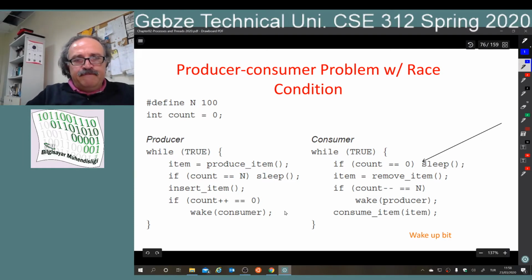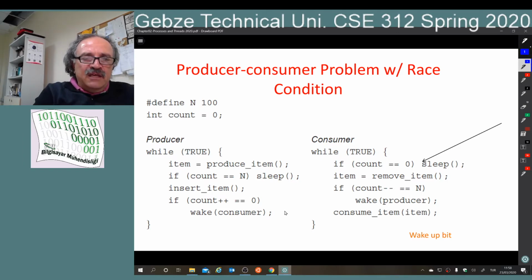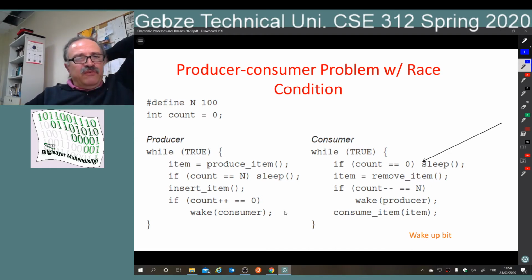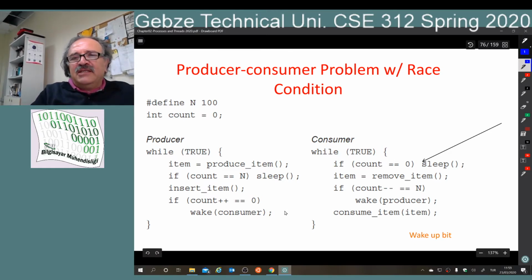I insert my item. And then at the end, if the count was 0, that means the buffer was all empty before I inserted anything, so I wake up my consumer. What do I mean by that? If the buffer was empty before I inserted anything, that means no consumers are active, right? They are all sleeping. So I am waking the consumer. The consumer just does the opposite. If the count is 0, there is nothing to do, I need to sleep. Okay? If the count is not 0, then I remove the item.